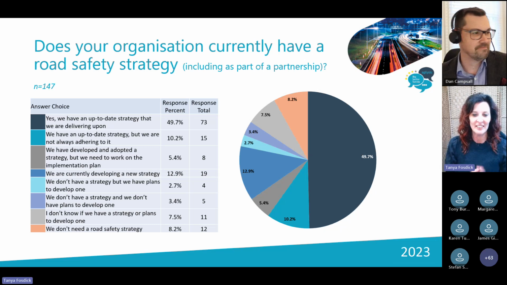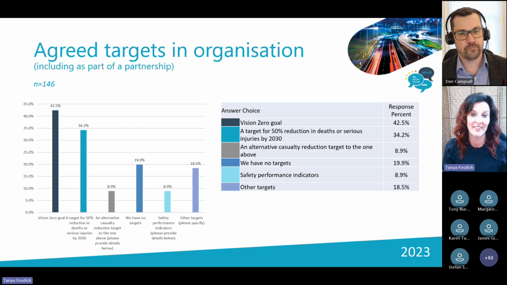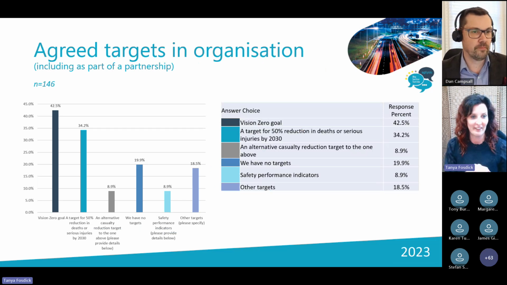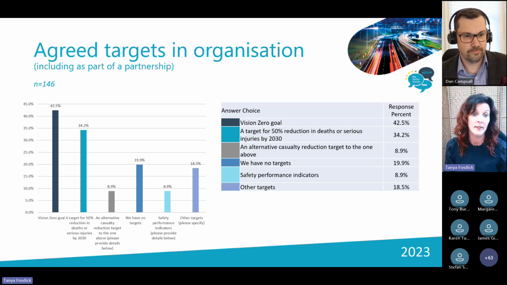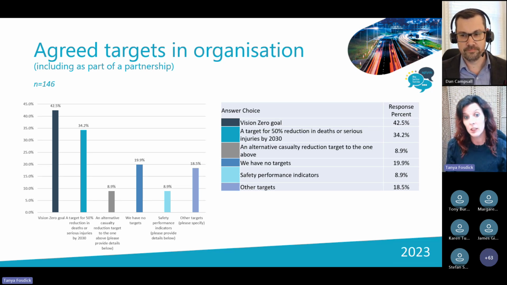Right, shall we move forward a little bit? Yeah, let's do that. From strategies, we started to talk about targets and the importance of targets here. And I think this is where we are starting to get some consistency. So Vision Zero goals, 42% have got that, and a third have got that 50% reduction in death or serious injury by 2030. And only 10% have a different casualty reduction target.